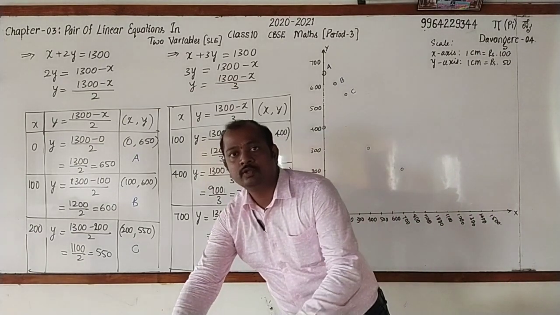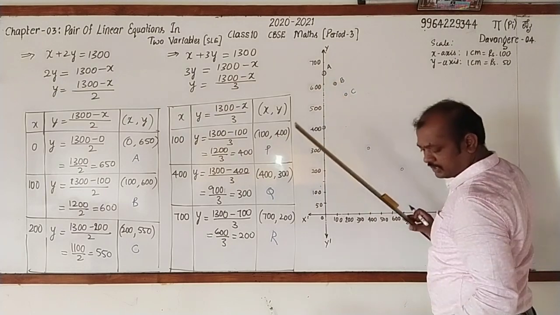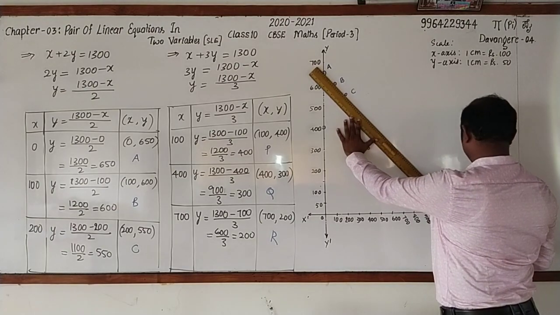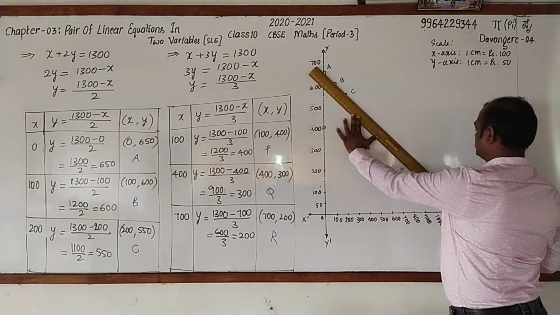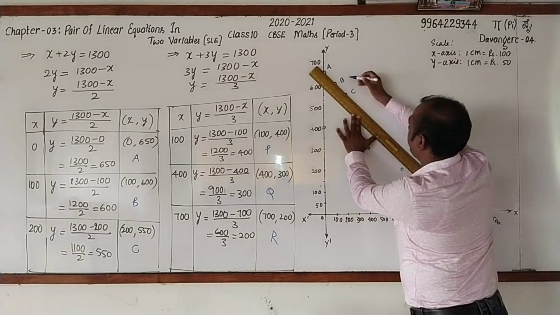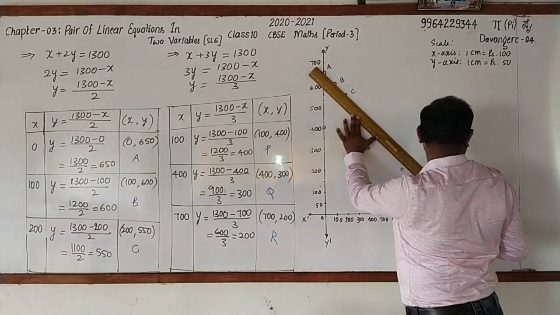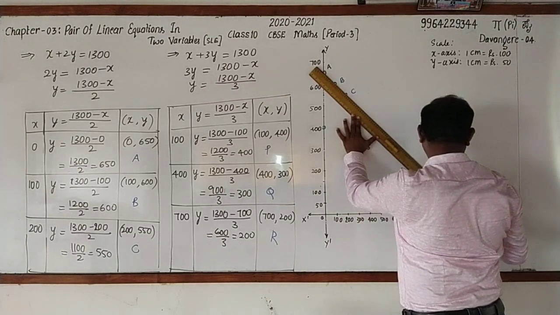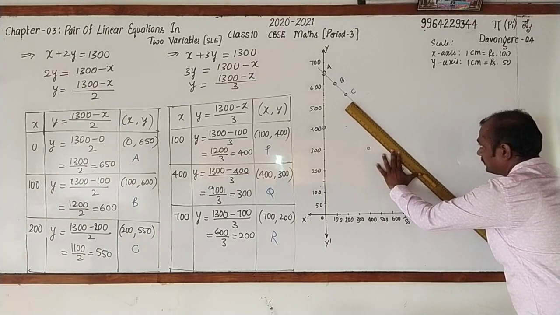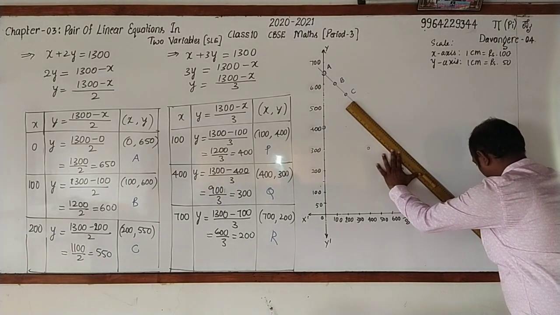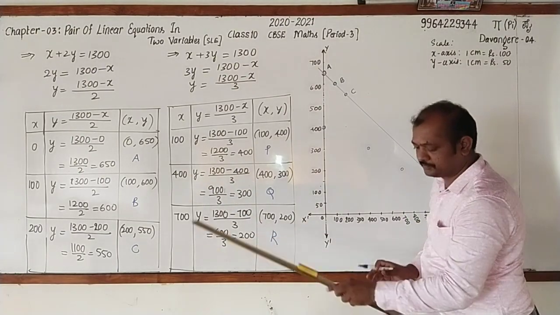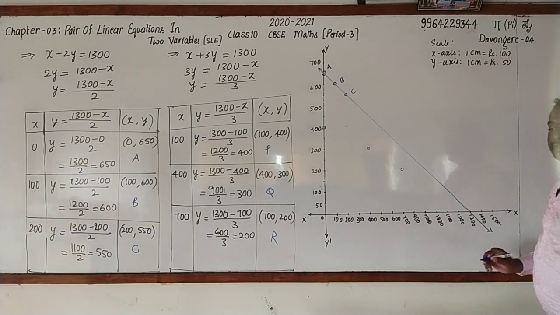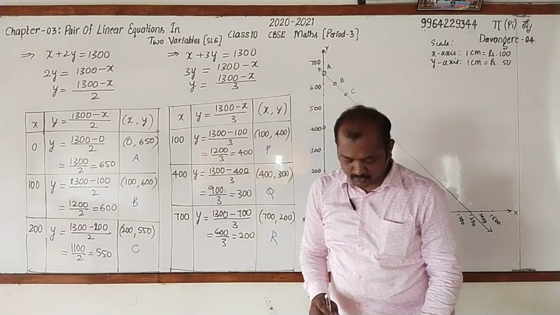Let us go for joining these 3 points. Here, let me join them, A, B and C. Observe. Let me go for extending it. Yes. This is the line or the graph which represents the first equation. Now let's move on to the second one.